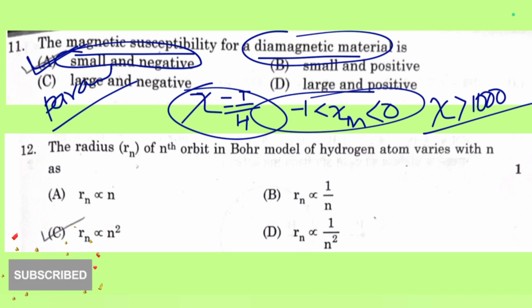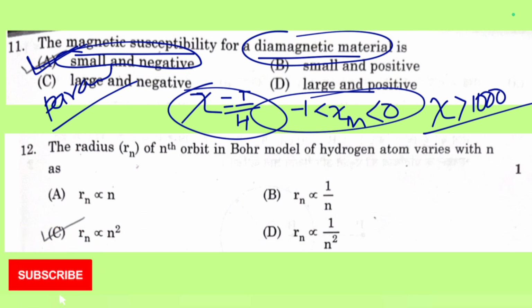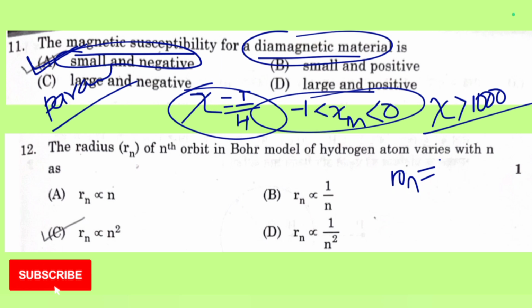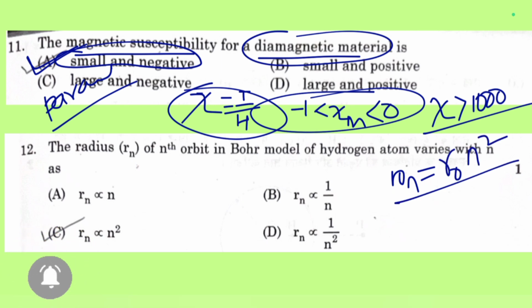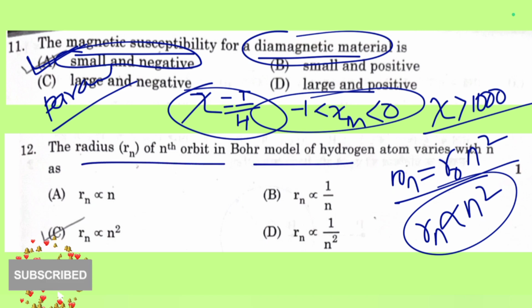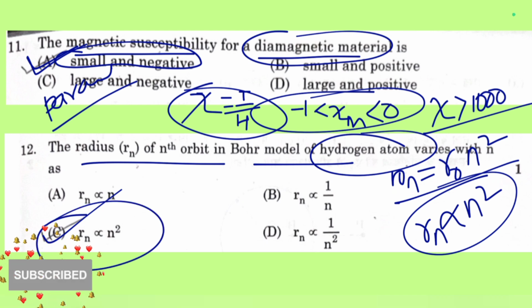Next, the 12th question is a very easy, very direct one. Basically we know that the radius of any Bohr orbit is given by Rn equal to r naught multiplied by n square. So the relation becomes: r is directly proportional to n square. It is a sure shot direct question. Radius of the nth orbit of the Bohr model of hydrogen atom varies with n square. So option number C will be the correct answer for this MCQ.